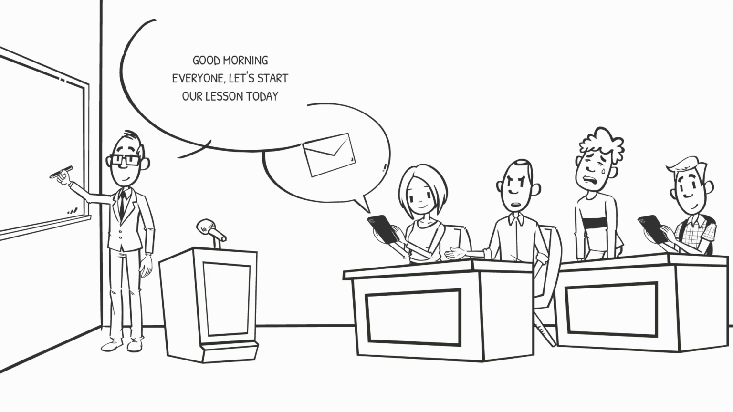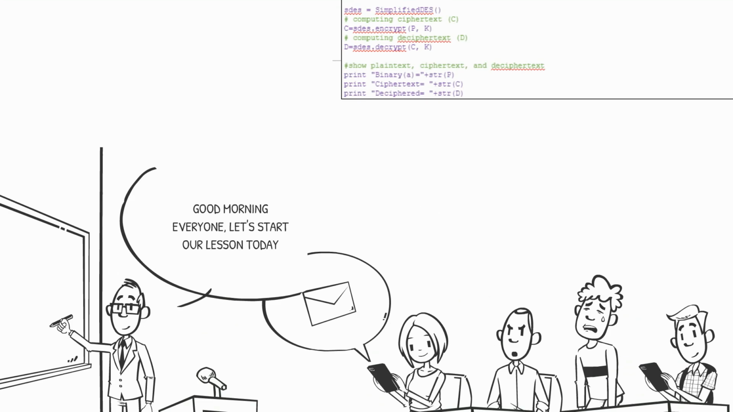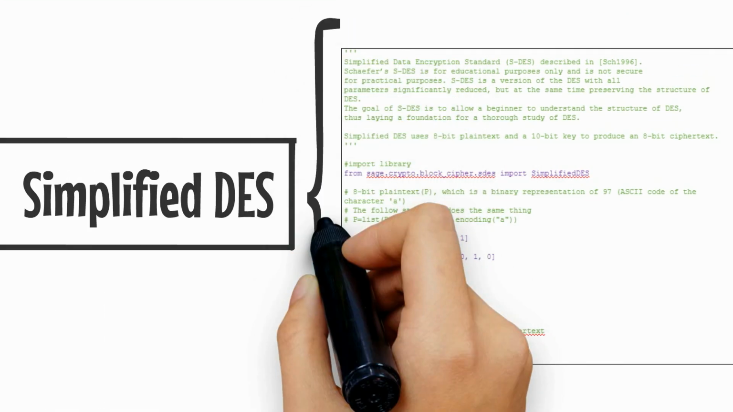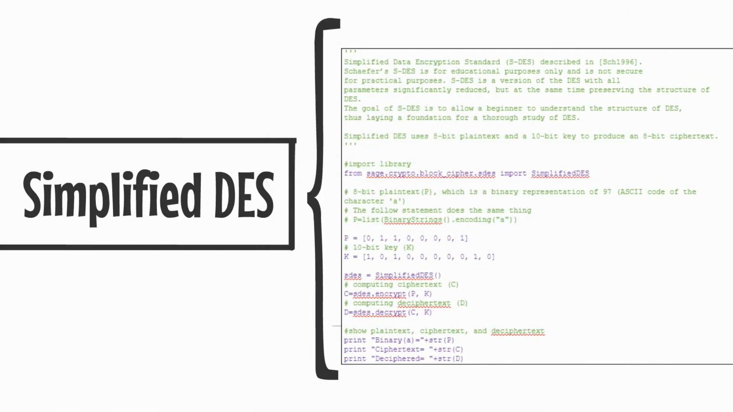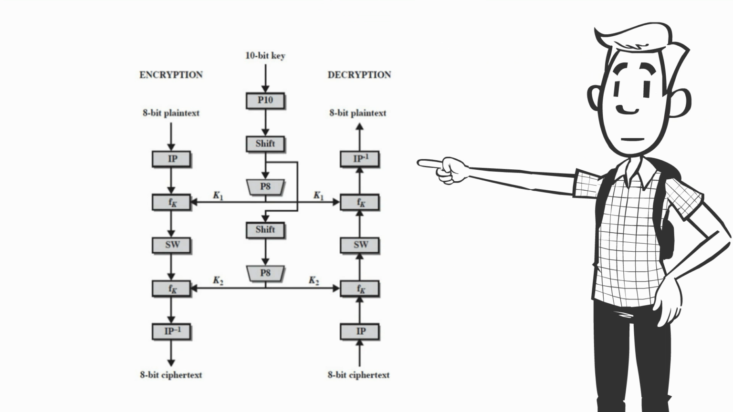So how could Holly and I prevent other people from reading our messages? In the previous video, I demonstrated the details of how DES works using a simplified version of the DES, that is, SDES. The goal of SDES is to allow a beginner to understand the structure of DES, thus laying a foundation for a thorough study of DES.